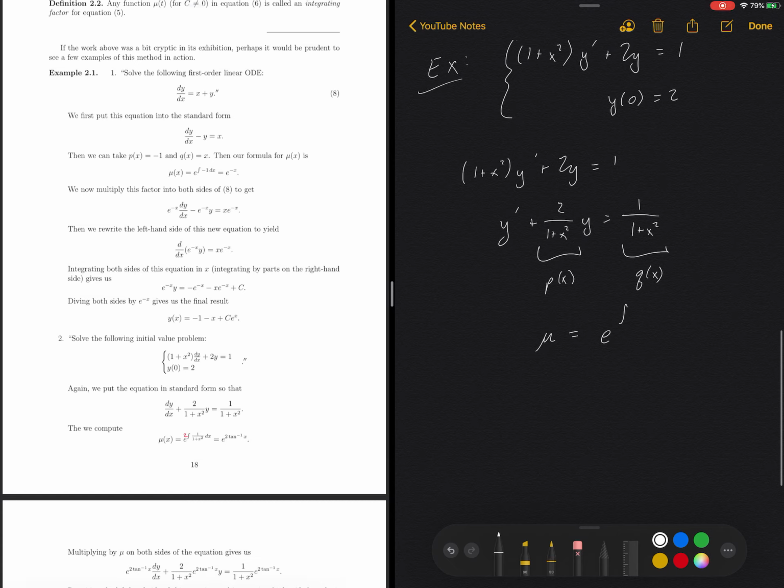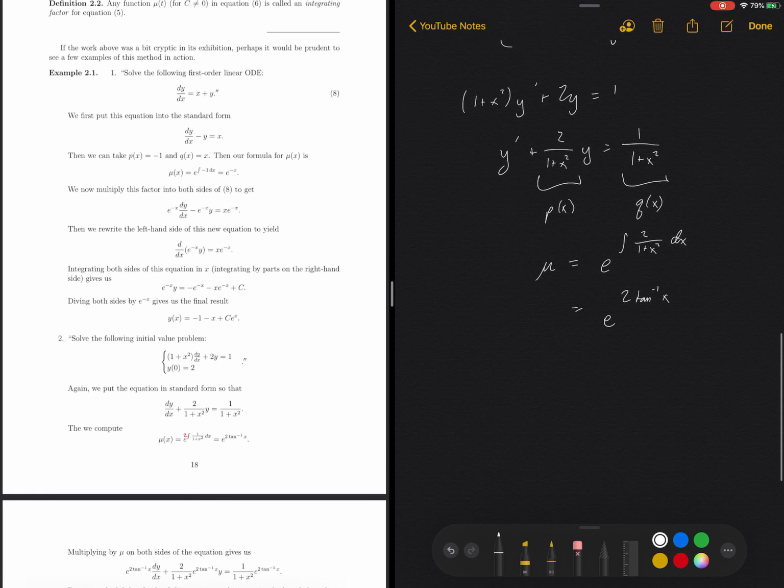And in this case, here's p of x, and over here is q of x. That means that mu is equal to e to the integral of 2 over 1 plus x squared dx. And in this case, this is e to the 2 times the arctangent of x. And notice I'm dropping the plus c integration constants here because I don't need them. I just need a single mu function to make this work. And this is one that does it.